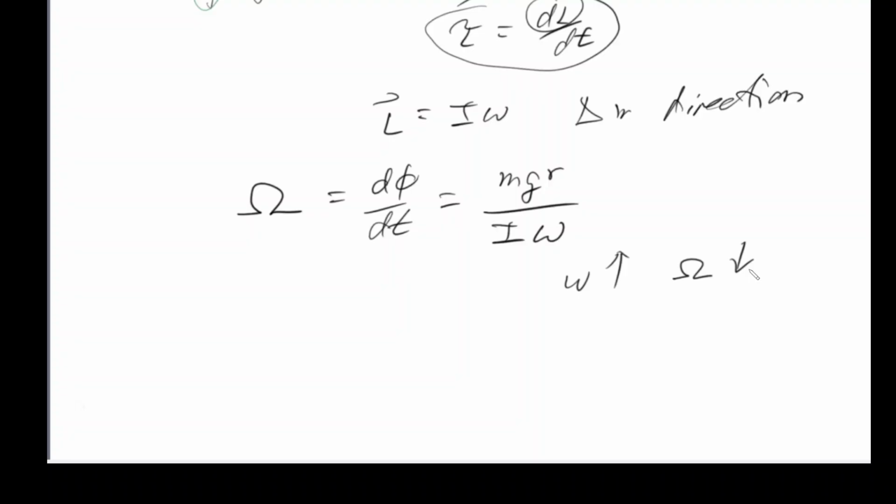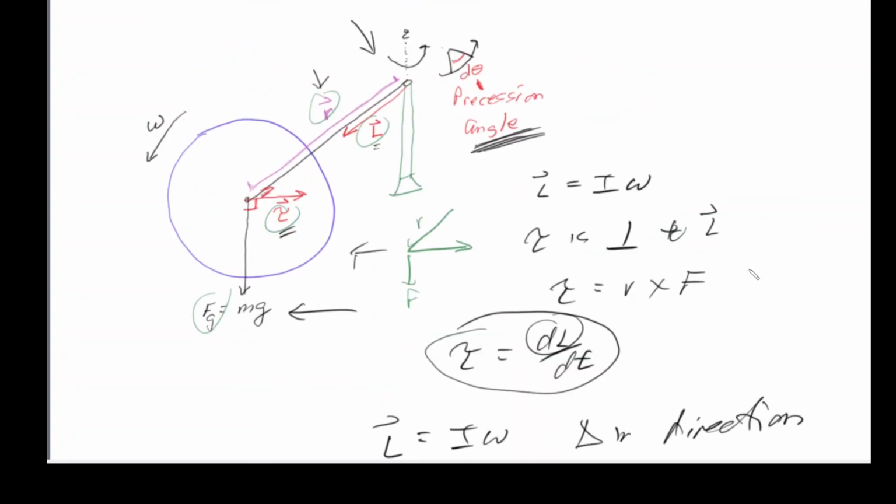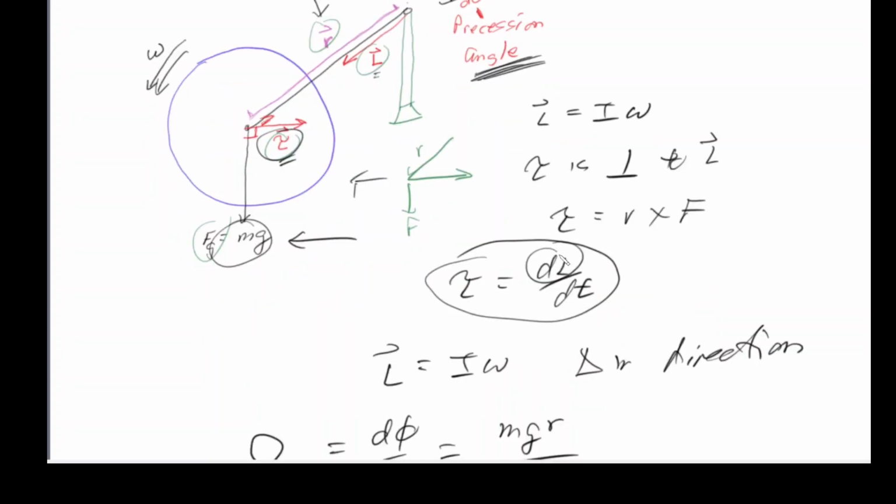So let's just review this one more time. We have the spinning wheel, and the wheel has to be spinning. If the wheel doesn't spin, then it just falls to the ground. But the spinning wheel has a weight, and that weight is mg. That produces a torque to the right. That torque changes the angular momentum based on this formula.